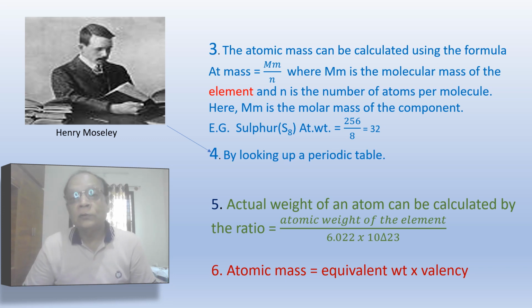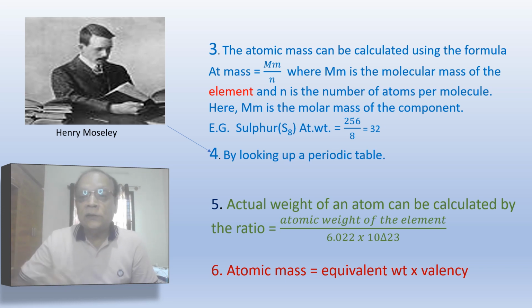The atomic weight or atomic mass of one atom is the molecular mass of sulfur, which is 256, divided by 8, because 8 is the number of atoms per molecule, and it gives us 32.